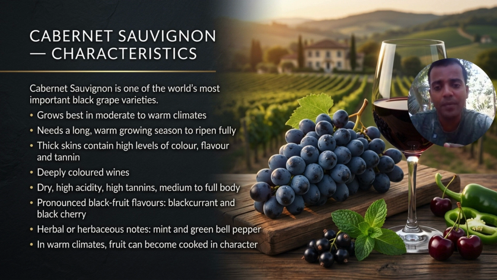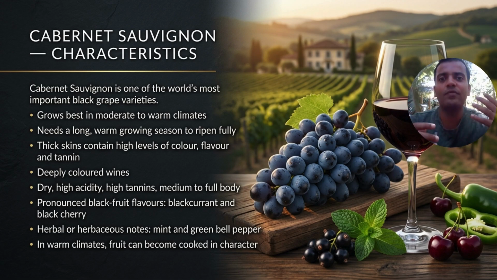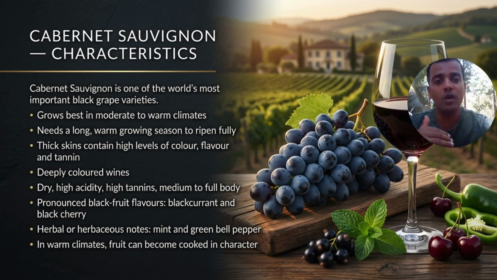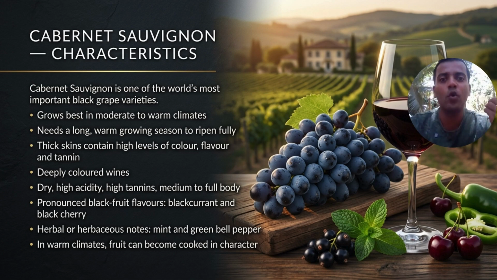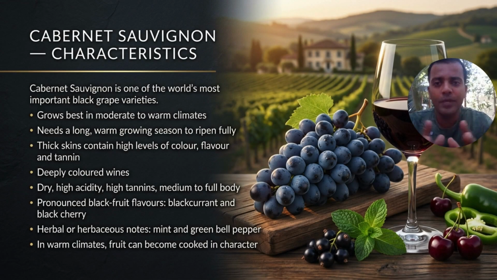In warm climates, fruit can become cooked in character. As the temperature gets warmer in the growing conditions, the fresh black fruits tend to feel like more cooked fruit, meaning the grapes are riper and therefore the flavors tend to be more cooked, a really juicy style of wine. This is pretty much all that we need to know about the characteristics of Cabernet Sauvignon.